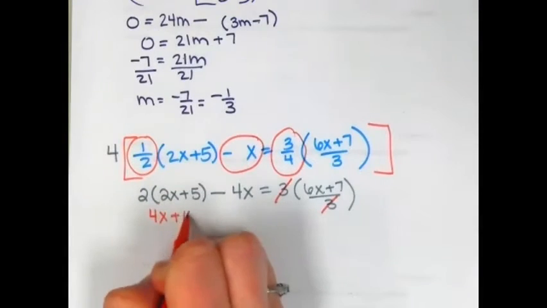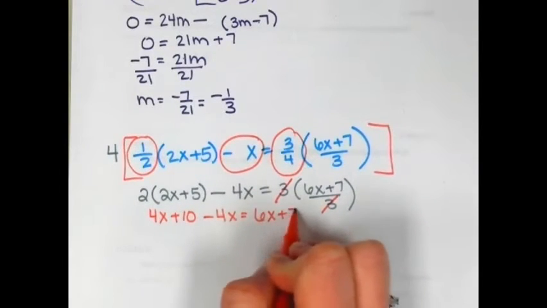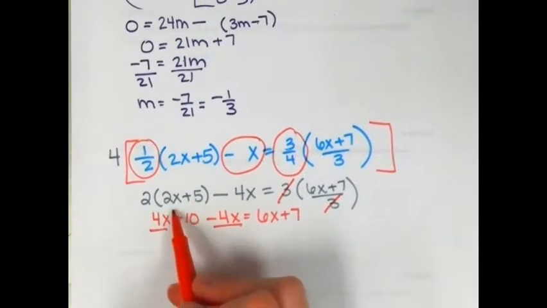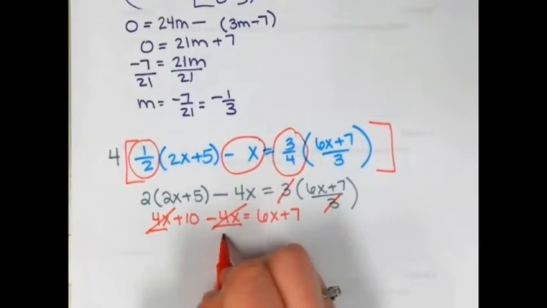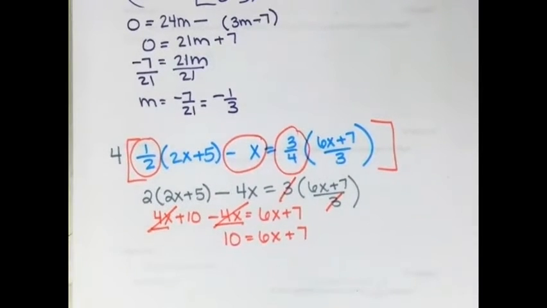4x plus 10 minus 4x equals 6x plus 7. What happens to these 4x's? They cancel out because 4x minus 4x is 0. So we have 10 equals 6x plus 7. Then what? Subtract the 7.